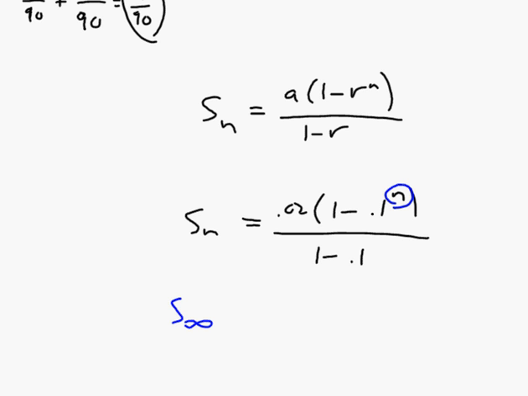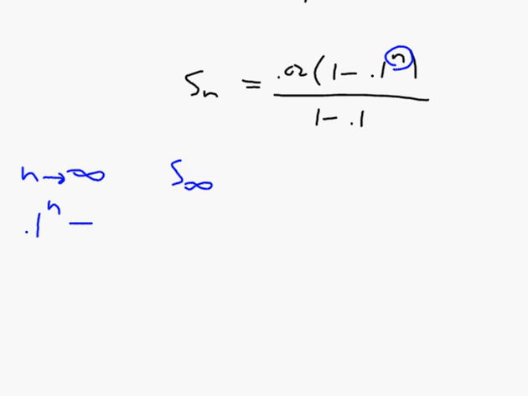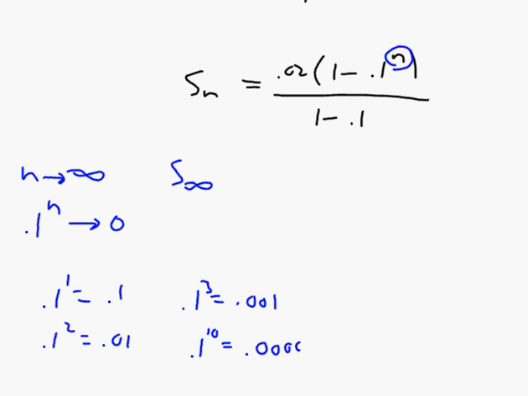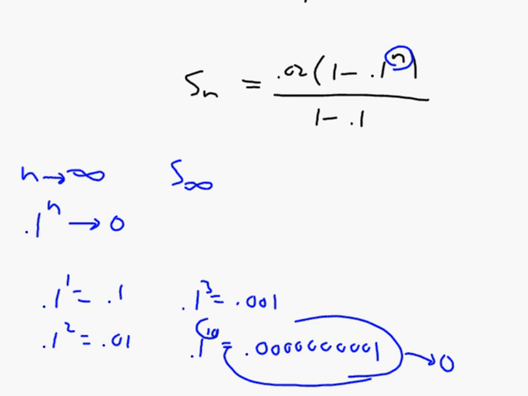So I need to think for a minute. If n gets really big, if n goes to infinity, what happens to the decimal 0.1 to the n power? And the answer is it gets close to 0. And just a little bit of thought will tell you why. Watch. 0.1 to the 1, you get 0.1. 0.1 squared gives you 0.01. 0.1 cubed gives you 0.001. And 0.1 to the 10th would give you 0.0000000001. So you can see, as this exponent gets bigger and bigger, the answer I get is getting closer and closer to 0.